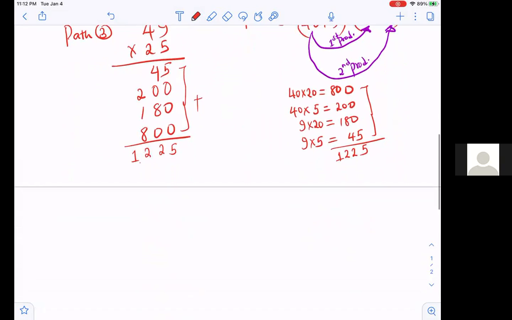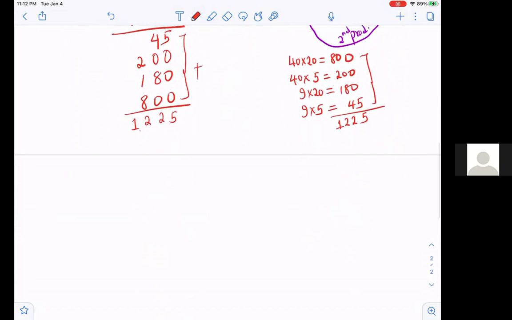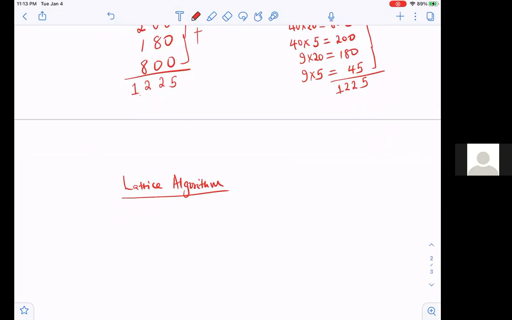Now, do we have another solution path? Definitely there is. There is an alternative multiplication algorithm we call the lattice algorithm. So the lattice algorithm, we can label this as our path number 5.